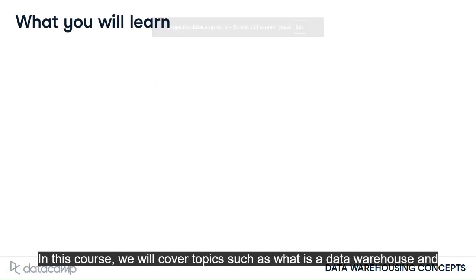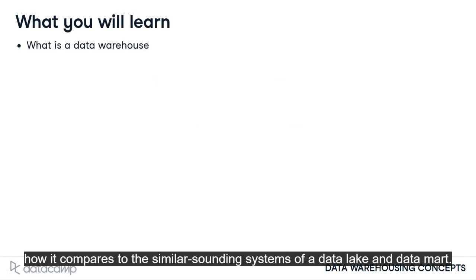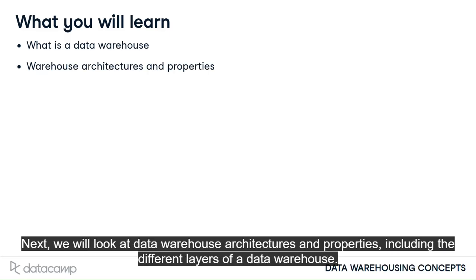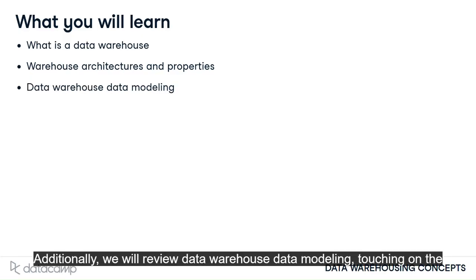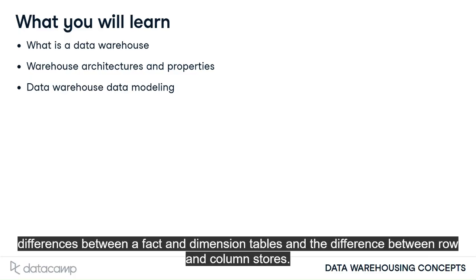In this course, we will cover topics such as what is a data warehouse and how it compares to similar sounding systems of a data lake and data mart. Next, we will look at data warehouse architectures and properties, including the different layers of a data warehouse. Additionally, we will review data warehouse data modeling, touching on the differences between fact and dimension tables and the differences between row and column stores.